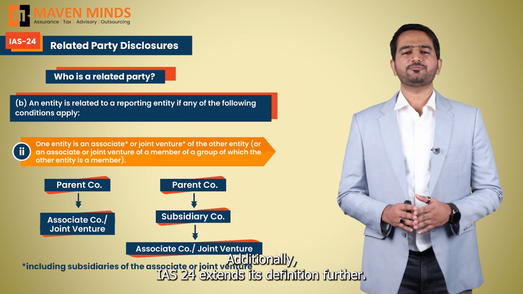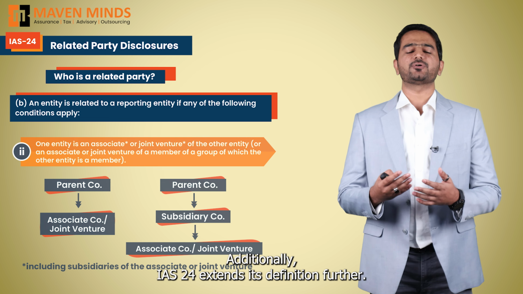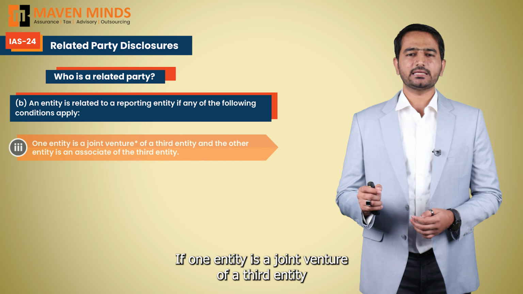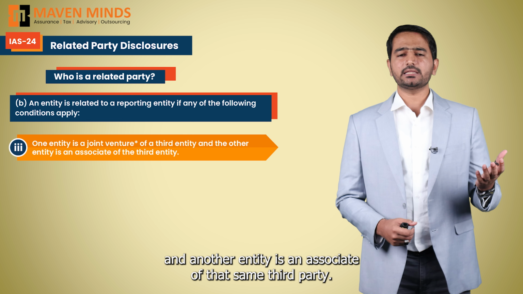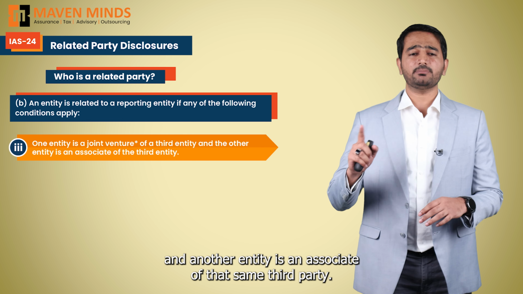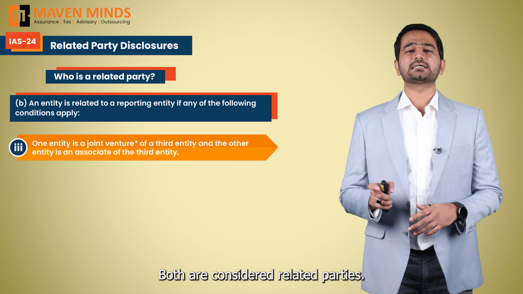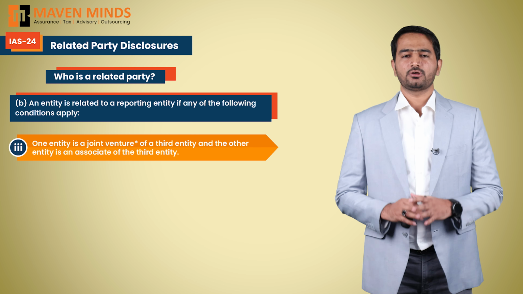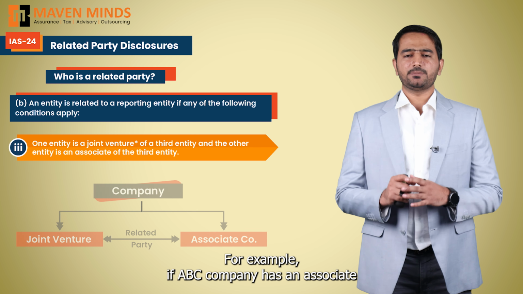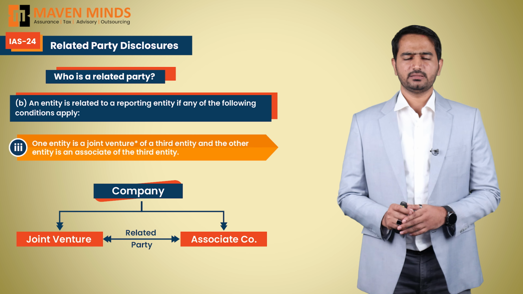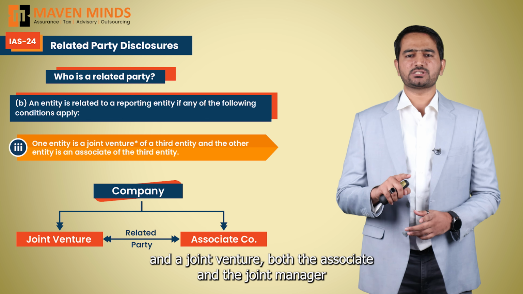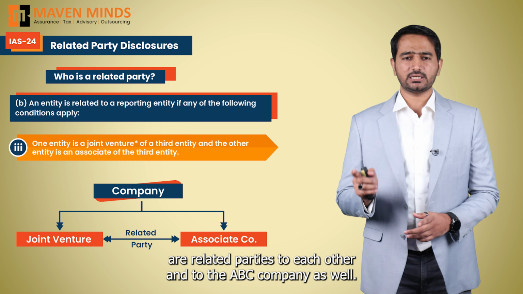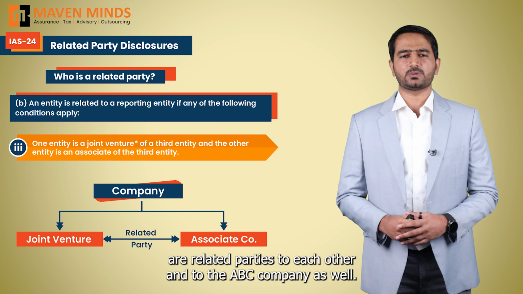Additionally, IAS 24 extends its definition further. If one entity is a joint venture of a third entity and another entity is an associate of that same third party, both are considered related parties. For example, if ABC company has an associate and a joint venture, both the associate and the joint venture are related parties to each other and to the ABC company as well.